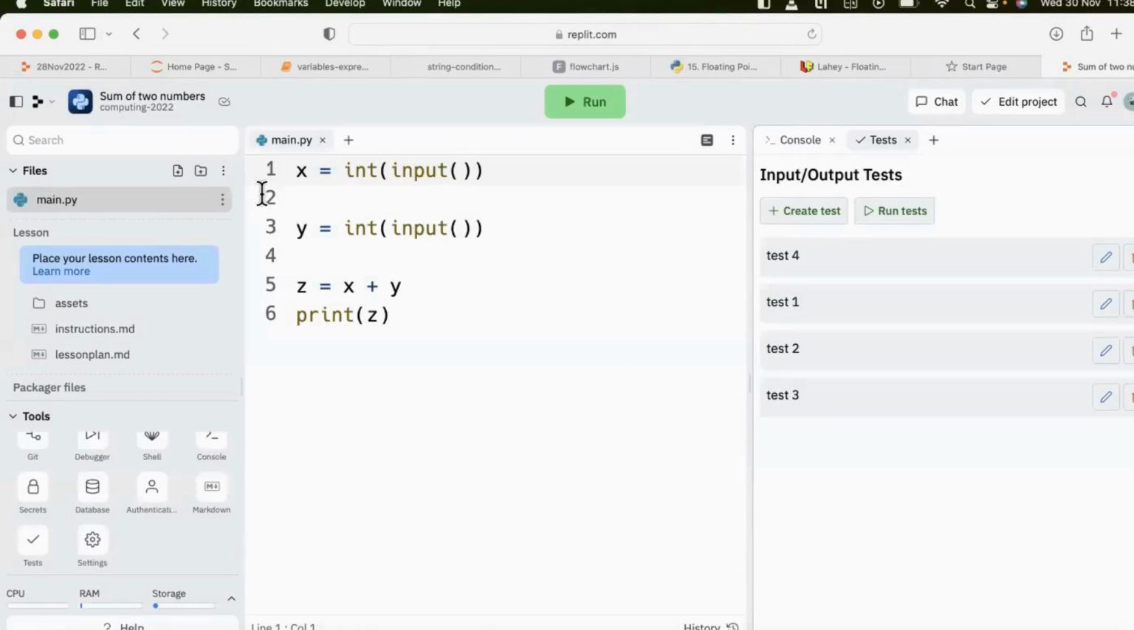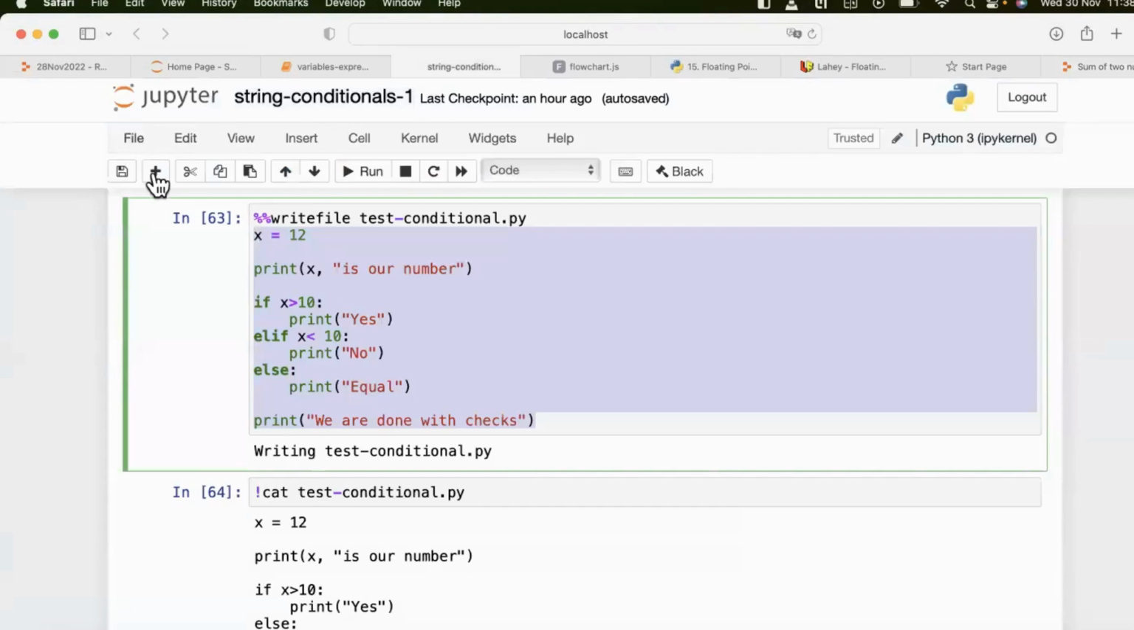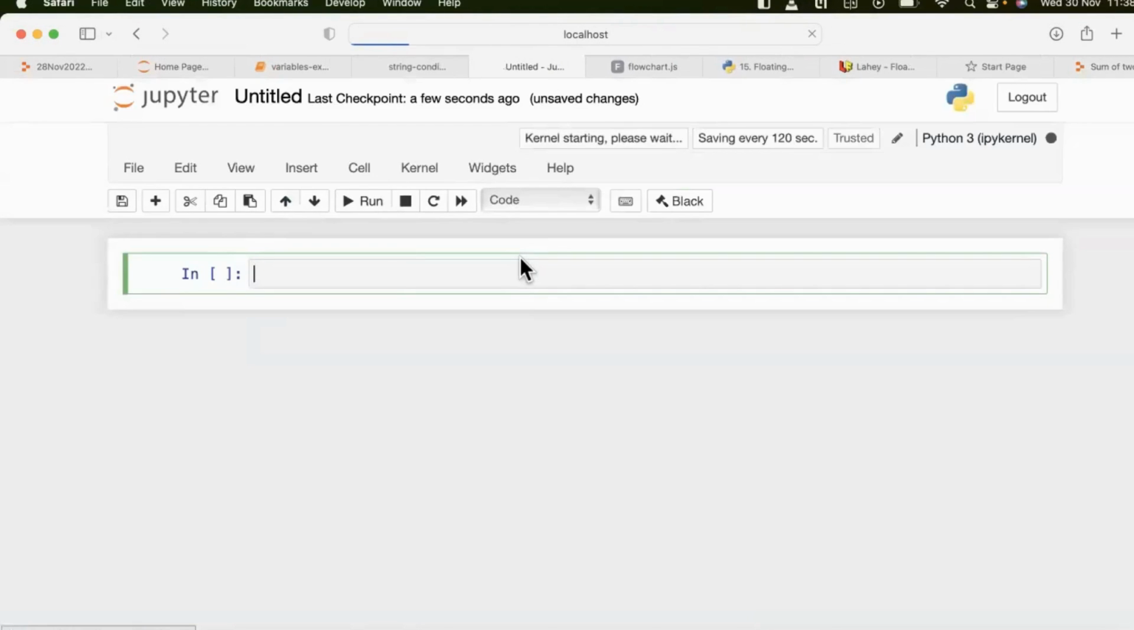Let's just go in and create a new notebook.